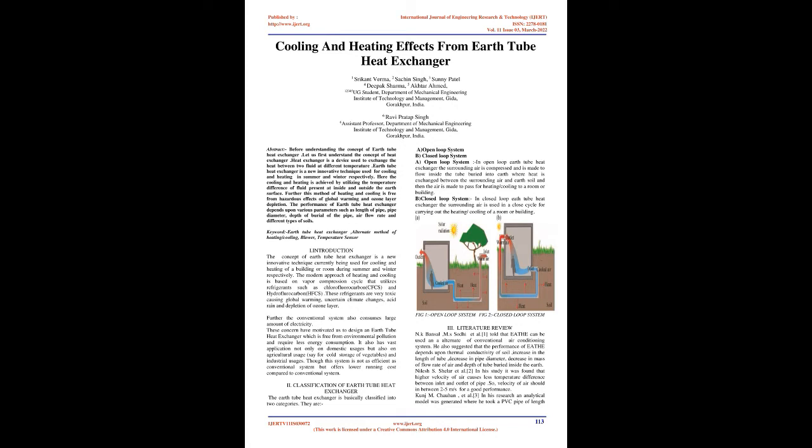Introduction. The concept of earth tube heat exchanger is a new innovative technique currently being used for cooling and heating of a building or room during summer and winter respectively. The modern approach of heating and cooling is based on the vapor compression cycle that utilizes refrigerants such as chlorofluorocarbons, CFCs, and hydrofluorocarbons, HFCs. These refrigerants are very toxic, causing global warming, uncertain climate changes, acid rain, and depletion of the ozone layer. Further, the conventional system also consumes a large amount of electricity.